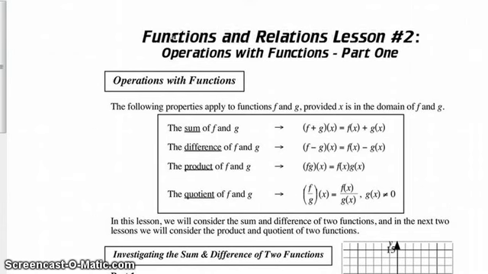Hello, Math 30-1. Welcome back to Functions and Relations Lesson 2. In this lesson, we're going to be talking about some of the operations we can have with pairs of functions.